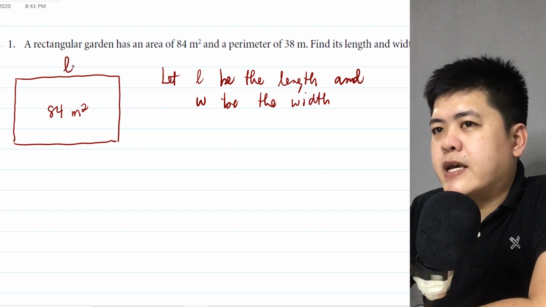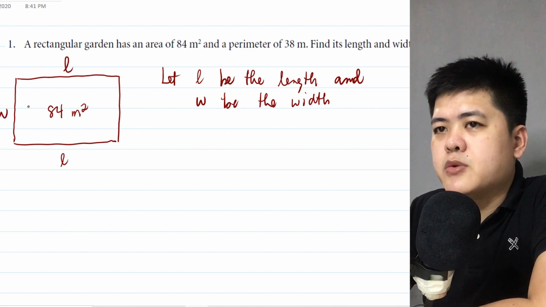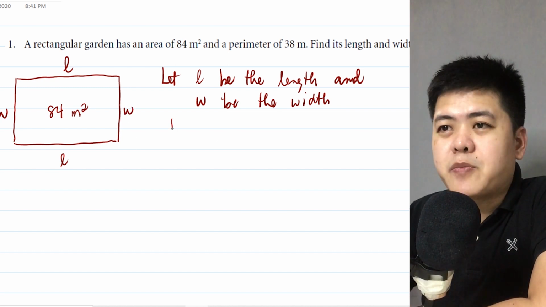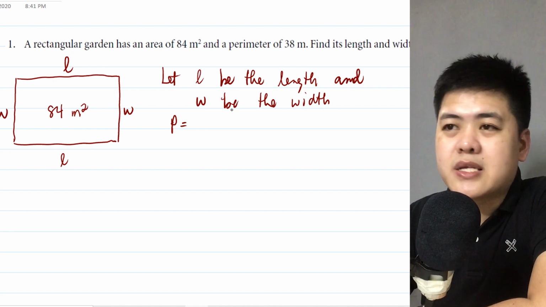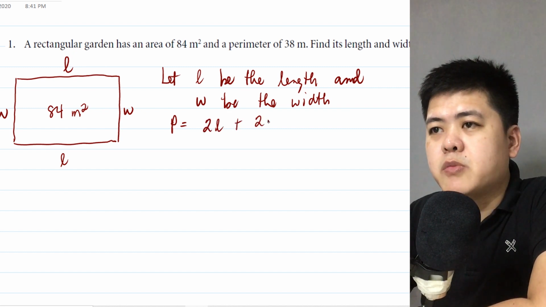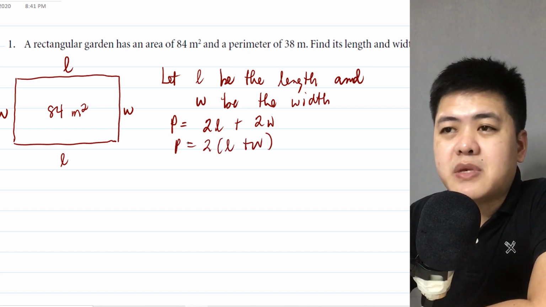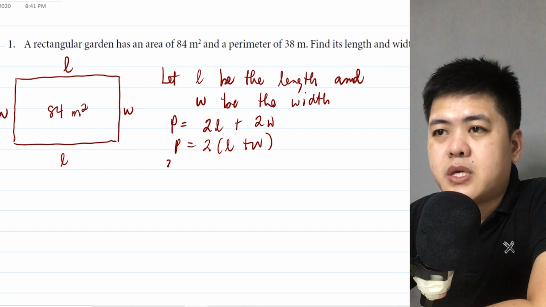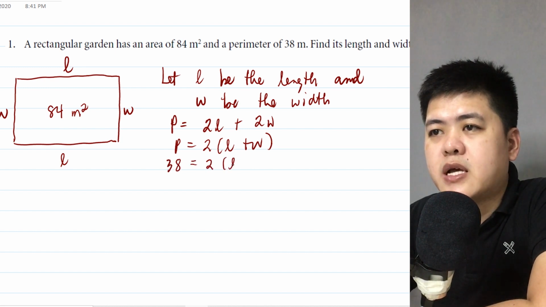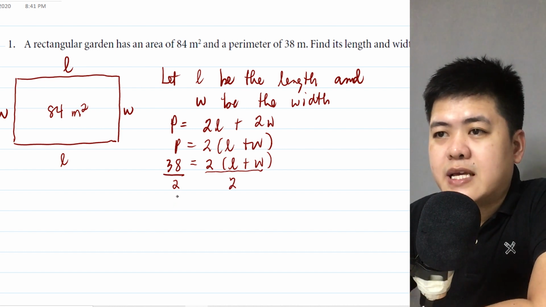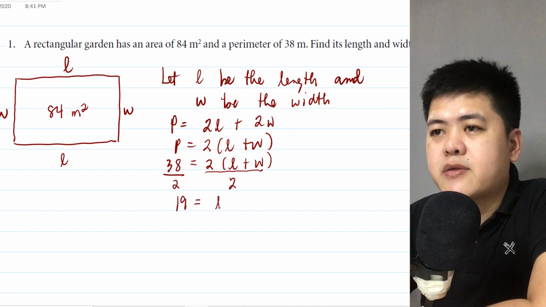Ngayon, this is L, W. Remember perimeter? Perimeter is the sum of all the sides. So perimeter is equal to 2L plus 2W, or twice the length plus width. Now the perimeter is 38 meters, so we can substitute 38 to P. That's equivalent to 2 times L plus W. Then we can divide everything by 2. So 38 divided by 2, that's 19. 19 is equal to length plus the width.